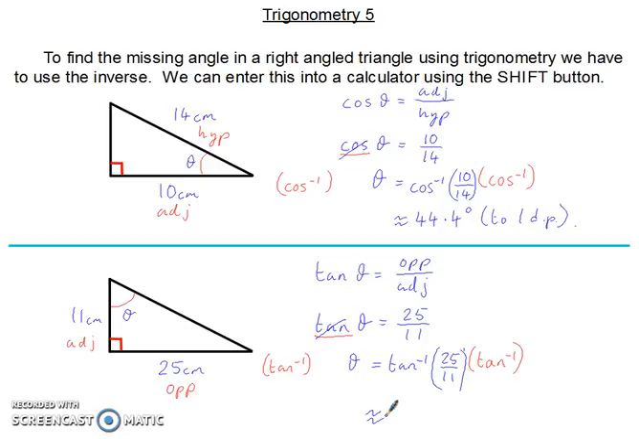Just spend a little bit of time putting that into the calculator. Make sure I've got the brackets closed off. 66.25 degrees, which rounds off to 66.3 degrees again to 1 decimal place.